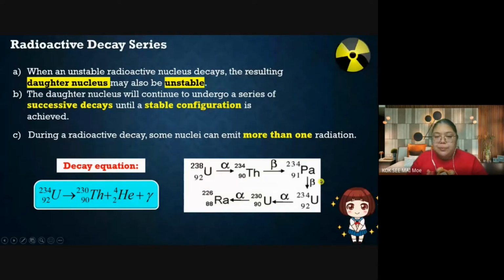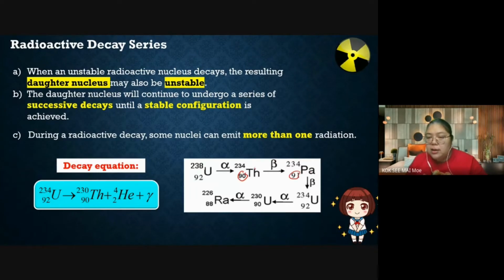Uranium 238, 92, gives out one alpha and becomes Th 234. This one is also unstable and continues to decay to Pa. Then you see Pa, this one 90, this one 91, so the neutron number has no changes. So one alpha, one beta. Then they continue again, another uranium comes out. This one is also unstable and produces one beta. Then it continues until the last one. The last one, they say Ra becomes stable. Then they stop. So how will the question be asked?